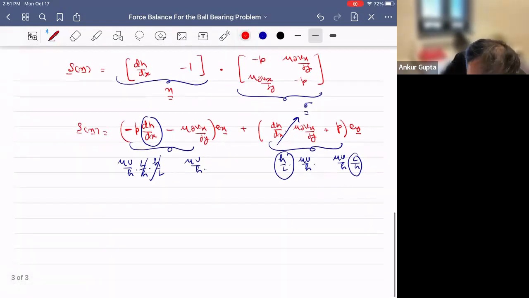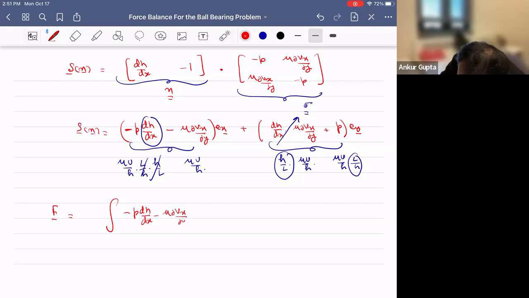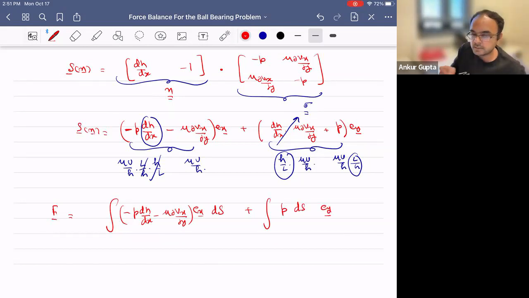So basically, finally, I will have force as minus p dH by dx minus mu del Vx by del y Ex ds. And I have not discussed ds yet, plus p ds Ey. All right, so this is your full solution.